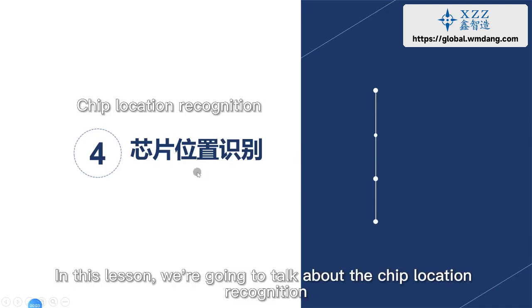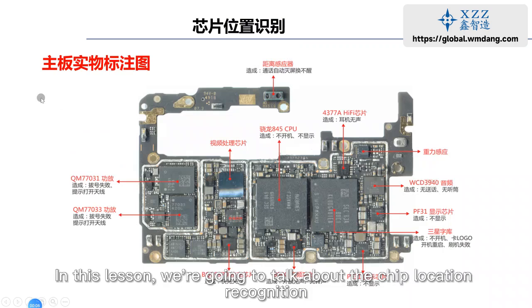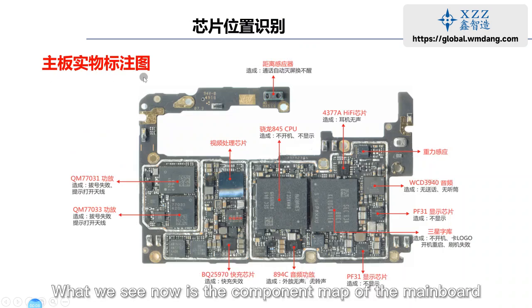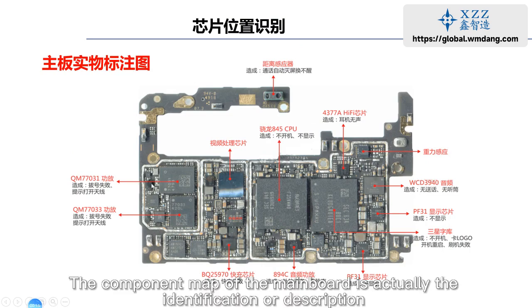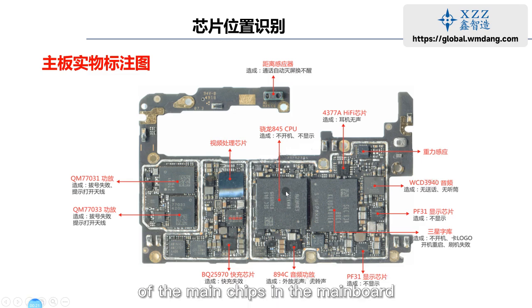In this lesson, we're going to talk about chip location recognition. What we see now is the component map of the mainboard. The component map of the mainboard is actually the identification or description of the main chips in the mainboard. For example, in this mainboard, here is the Snapdragon 845 CPU.